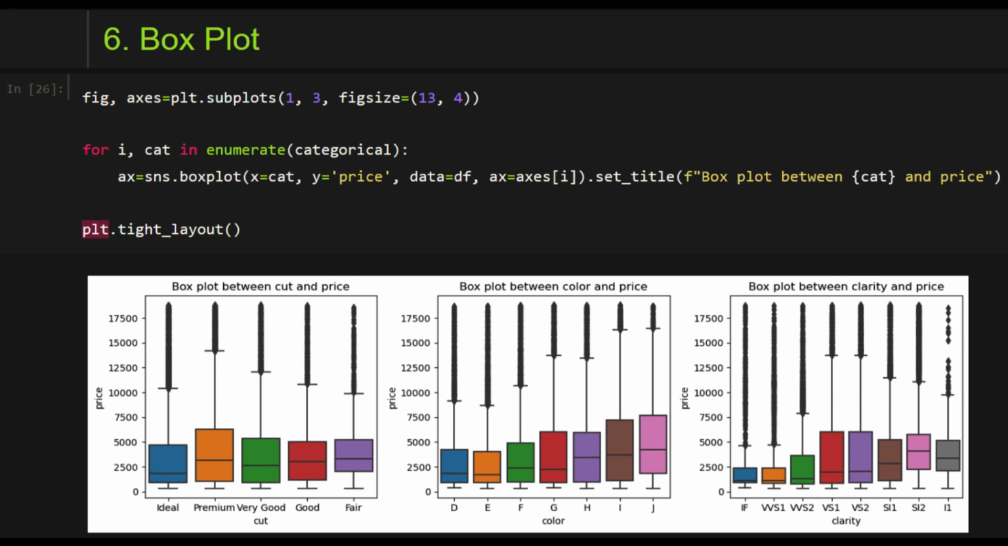For each category in the loop, we create a box plot using Seaborn's box plot function. The x-axis represents the categorical variable, such as cut or color, and the y-axis represents the price of diamonds. The box plot displays key statistics such as the median, quartiles, and potential outliers for each category, providing a clear picture of how prices vary within different categories. From the three box plots below, we can visualize and compare the distribution of diamond prices across different categories. They help us identify differences in price ranges and potential anomalies within the data, which can be crucial for gaining insights into factors influencing diamond prices.